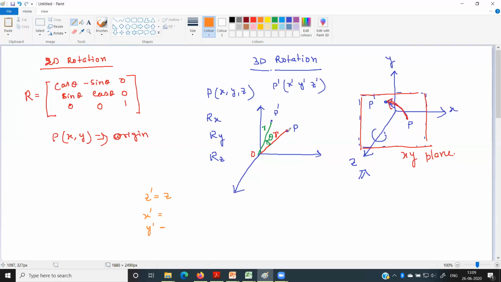So here you can see, if you draw a perpendicular from P to x-axis, you can easily compute this one. Let us say this angle is phi. So this distance, from here to here, is r cos phi. Similarly, the distance from point P to here is r sin phi. Okay.